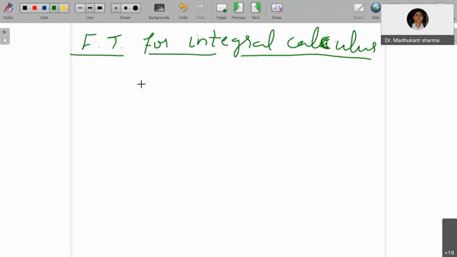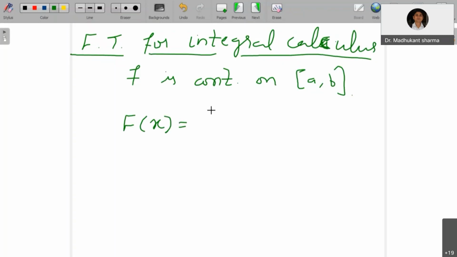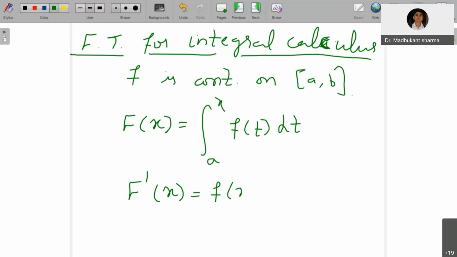So in the case of single variable, what was that? If f is continuous on a closed interval [a, b], then you have defined F of x as the integration from a to x of f of t dt. And you know F dash of x is equal to f of x. F is continuous and F dash of x is equal to f of x. So this is for all x in the closed interval [a, b].